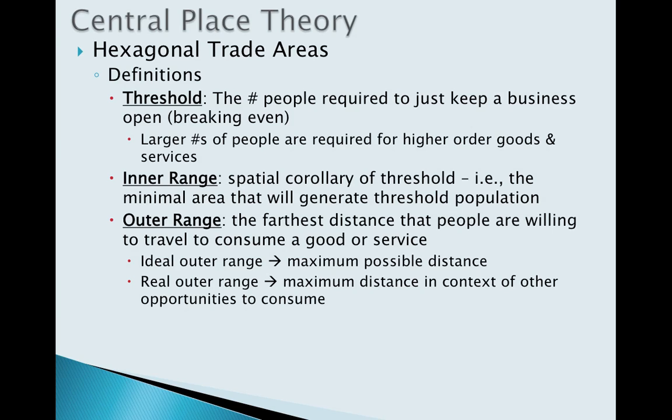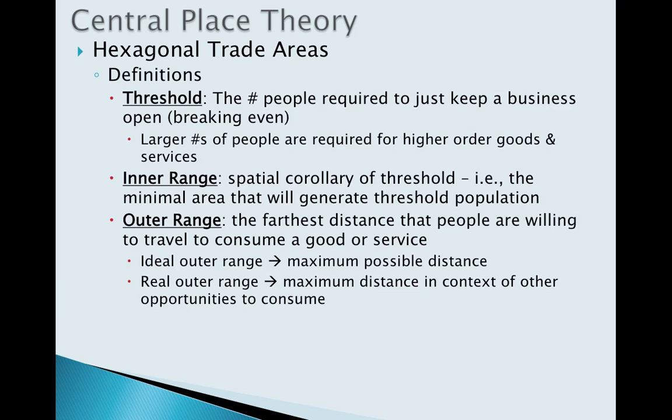And the basic underlying truth here is that if you are offering higher order goods and services, you need more people in your trade area in order to reach that breaking even point. If you're selling bread, everybody's going to buy bread, right? If you're selling Mercedes-Benz cars, only a few people are going to purchase Mercedes-Benz automobiles. Therefore, you need a much larger population in your trade area to keep the business open if you're trying to sell higher order goods and services. All right, now let's spatialize that.